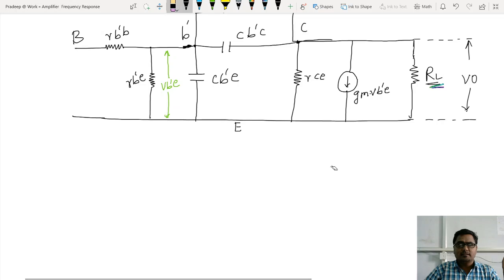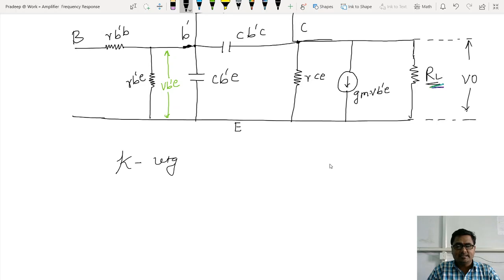Let me use the letter K for the voltage gain. Now what is that K? K is voltage gain of above circuit. That is voltage gain of above circuit. This is what my K. Now what is voltage gain of above circuit? That is K. What is the value of K? Obviously it is output voltage divided by input voltage.